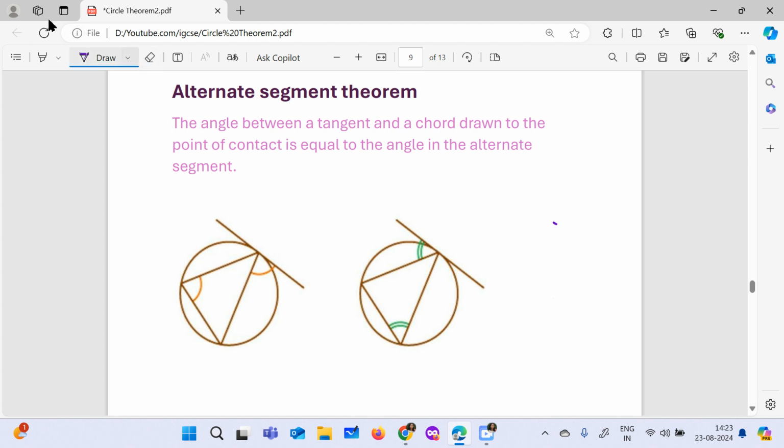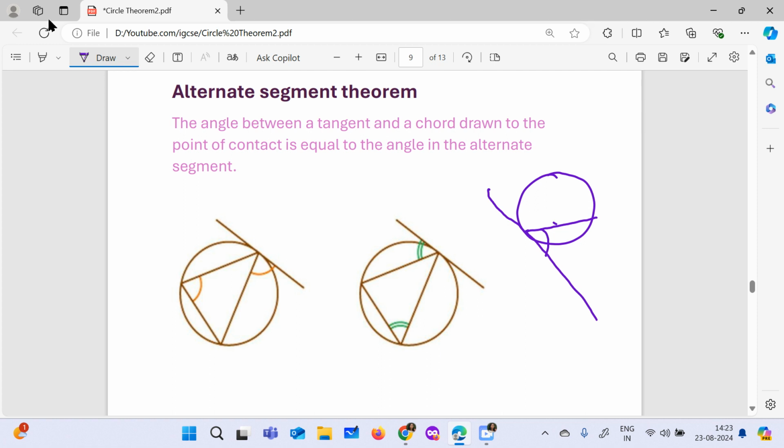Okay. Let's see what it means. The angle between a tangent and a chord drawn to the point of contact is equal to the angle in the alternate segment. See, it says the angle between a tangent and a chord. So when you have a circle and a chord, and a tangent is touching the circle at the point where the chord is, then an angle is formed between this chord and the tangent. Am I right?